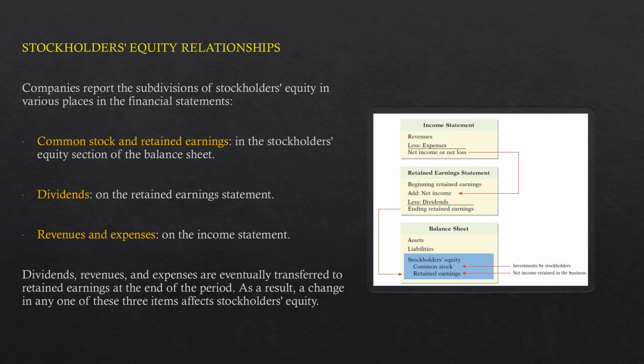All right, so we're going to look at the income statement. The income statement is going to be revenue minus expenses, which gives us net income or loss. That goes into the retained earnings statement, right? The retained earnings statement is going to have the beginning retained earnings plus net income minus dividends, and that will give us the ending retained earnings. The ending retained earnings is going to go to the balance sheet, right? The balance sheet is going to have assets, liabilities, and stockholders' equity, which is common stock and retained earnings.